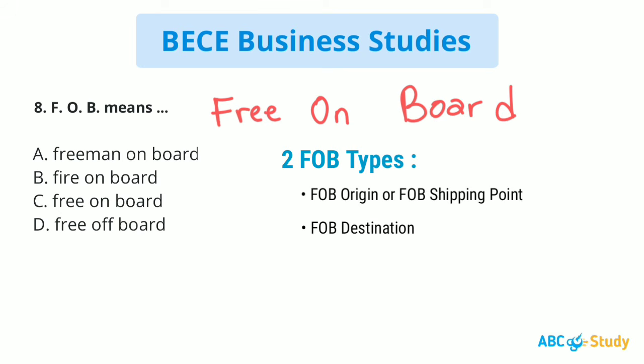That's when the seller will no longer have any risk of loss. But if anything should happen to it while coming, if there's any damage, it will be the loss of the seller. So that's just the two things you need to understand. Let's move to the next one. All these other options that you see here are not correct: free man on board, fire on board. This is free on board.